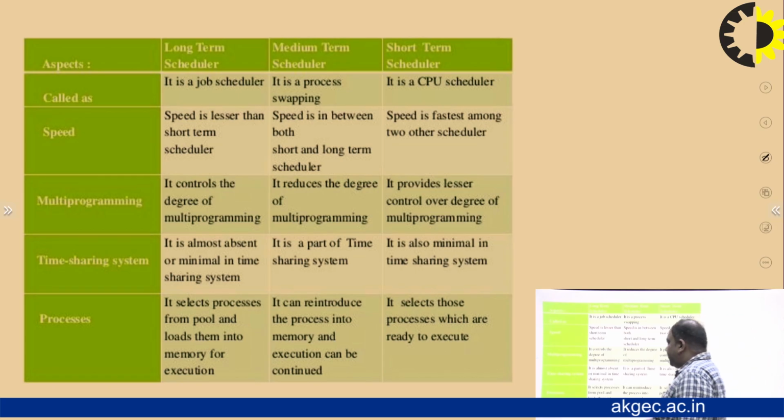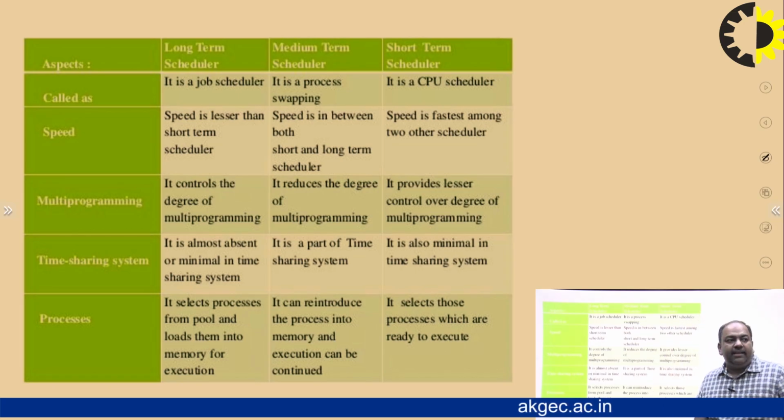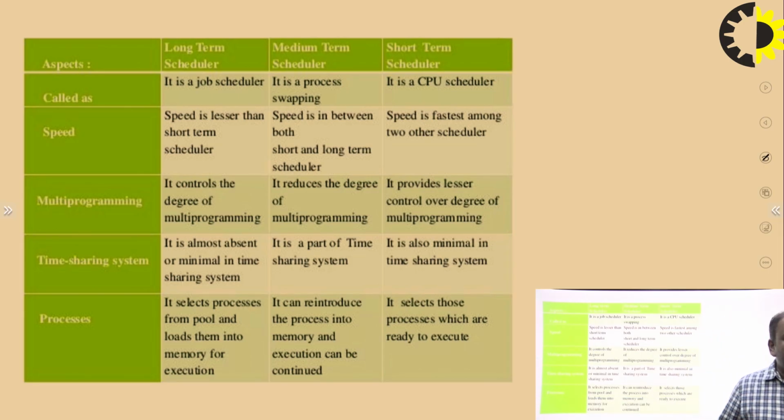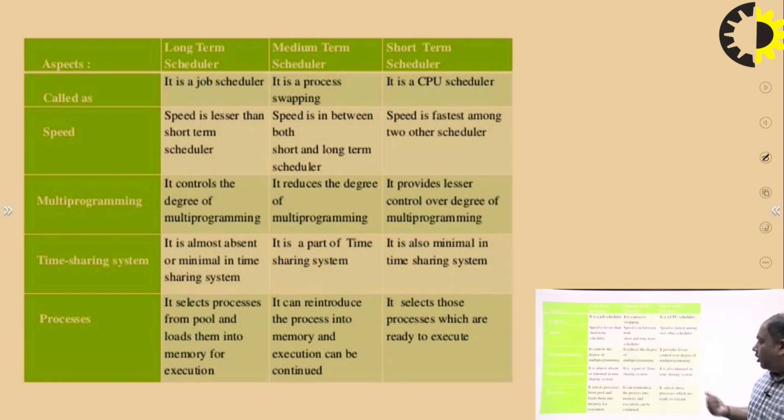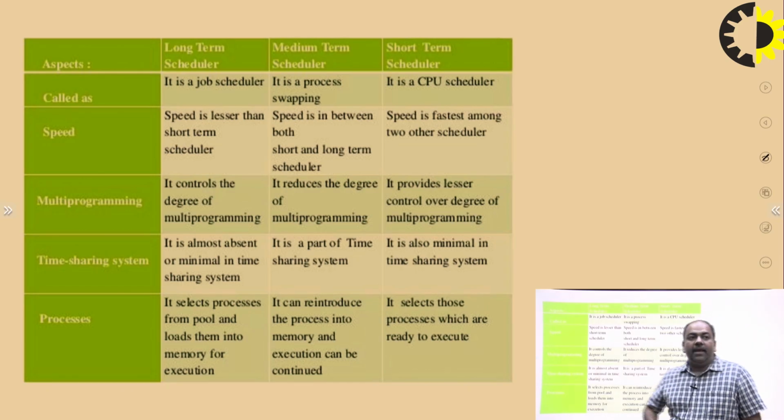When we talk about the time sharing system, it is absent in the long-term scheduler, but it is part of the middle-term scheduler, and it is also minimal in the short-term scheduler. The long-term scheduler selects the process from the pool and loads it into memory for execution. The middle-term scheduler reintroduces the process into memory, as we have said that the middle-term scheduler works between running, waiting, and from waiting to the ready state. So it reintroduces the process into memory. And the short-term scheduler selects those processes which are ready to execute.